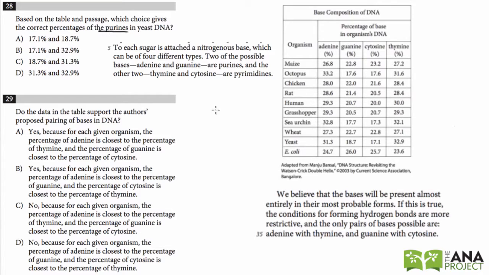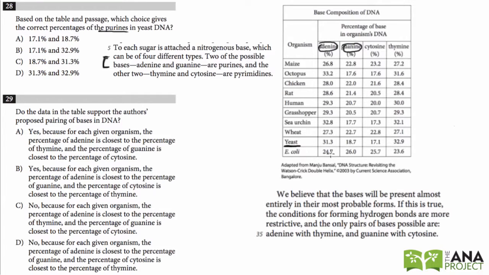So this chart shows base composition of DNA, and we have organisms, and we want to look at yeast. And it's asking for the purines. Now, if you look at the passage, I've pasted lines 5 through 8 here. If you look at lines 6 and 7, it says two of the possible bases, adenine and guanine, are purines. So we want to look at adenine and guanine.